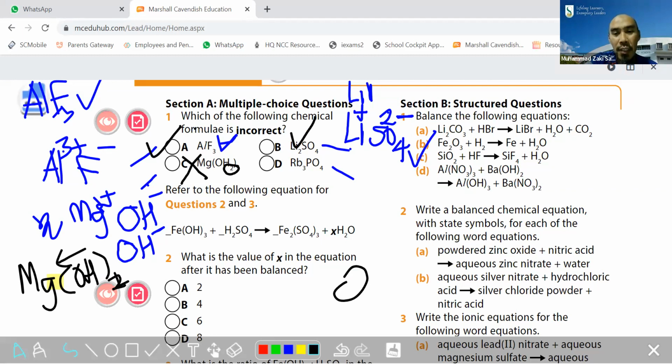This one, Rb is Rb plus. Phosphate is PO4 3 minus. You can check your table. So by right you should have 3 Rb plus, cross multiply, 3 Rb plus. So this is also correct.